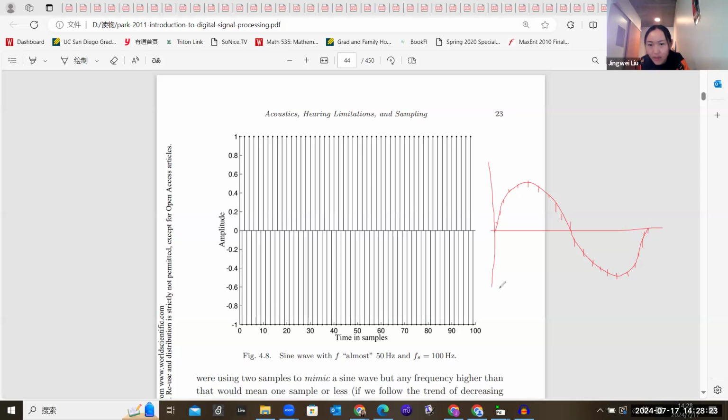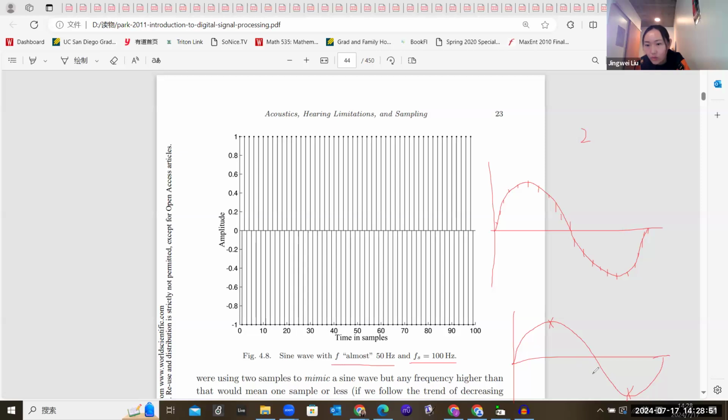So the problem is that now my fs is 100 and my frequency is almost 50. Therefore, for each cycle, I only have 2 points to represent this cycle. So the best I can do is that for this cycle, I will choose 1 point here, I'll choose 1 point here.